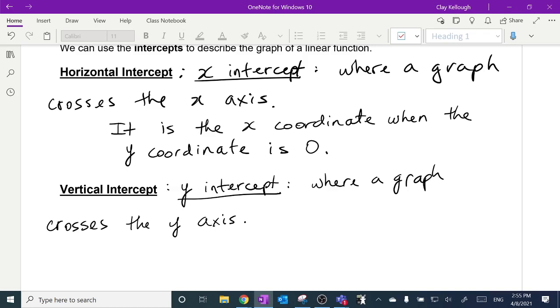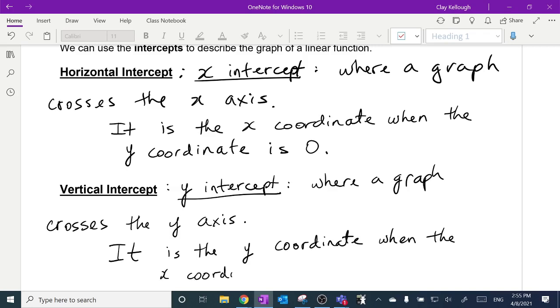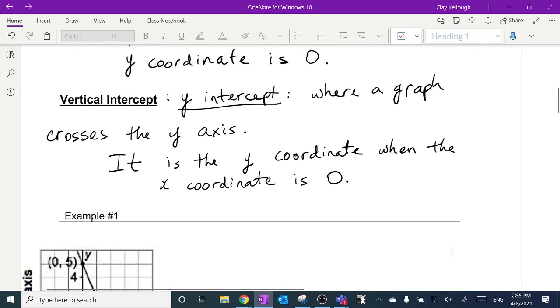And I should probably write the opposite of the second sentence too, right? It is the y coordinate when the x coordinate is 0. All right, let's do some examples of finding intercepts. This will go pretty fast. This is not very difficult, actually.